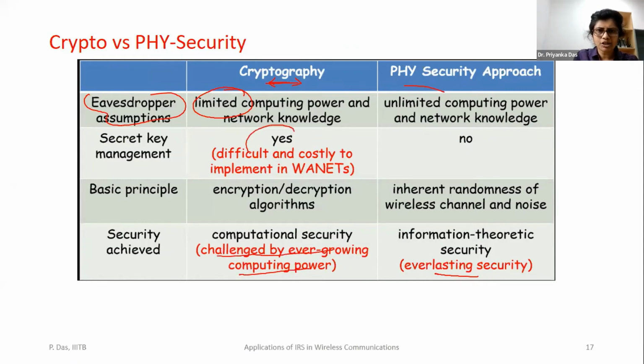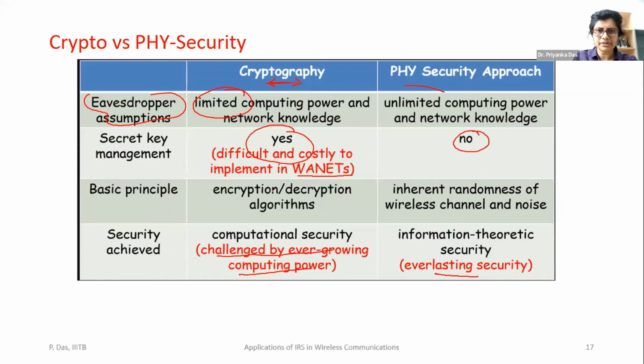Crypto has an extra burden: key management. It is not possible for a wireless ad hoc area network. You are in a no-fixed-network ad hoc area. People are coming and joining and leaving. It's very difficult to maintain your secret key based management. For FISEC, it's not required at all.